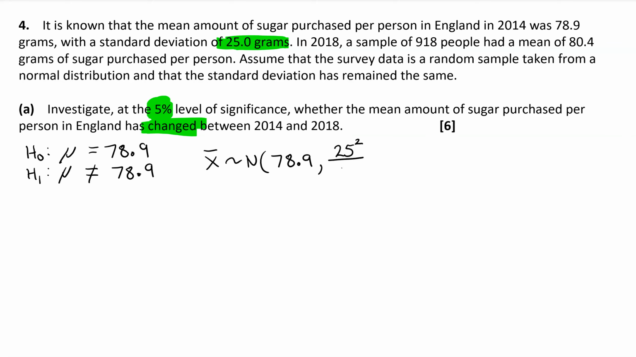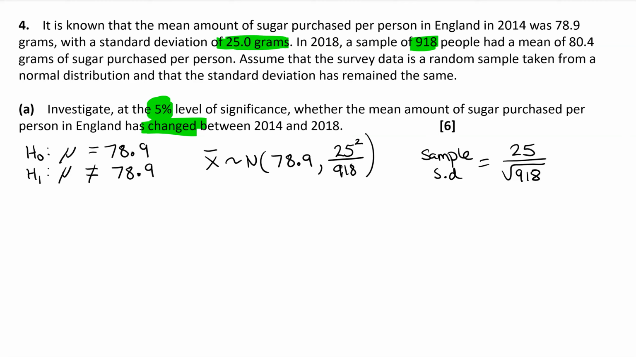But for the sample variance, I need to divide it by the number in my sample. So I need to divide that by 918. So be very careful there. The sample variance is 25 squared over 918. What this means is the sample standard deviation is going to be 25 divided by the square root of 918. Just square rooting 25 squared over 918, I get 25 over square root of 918.